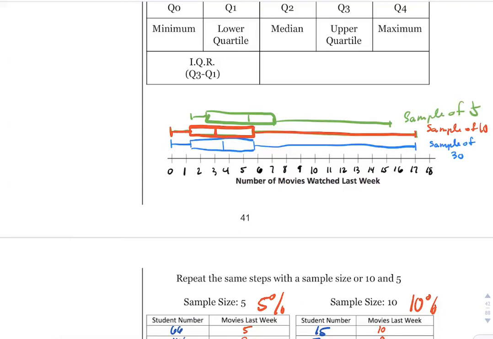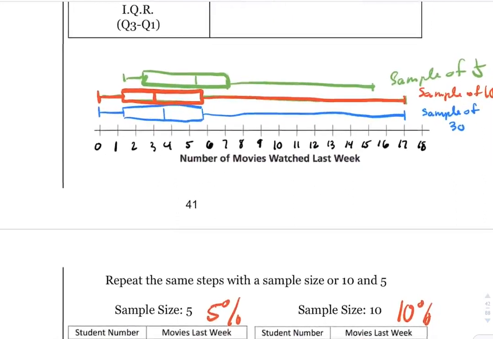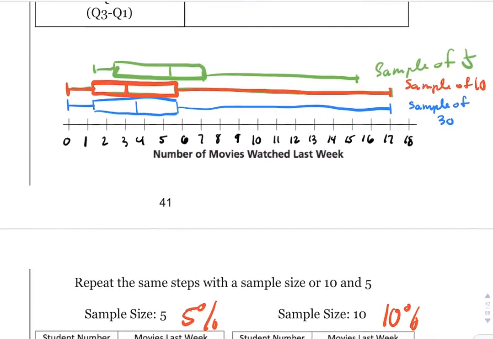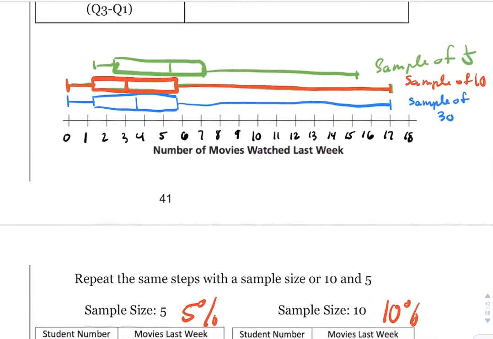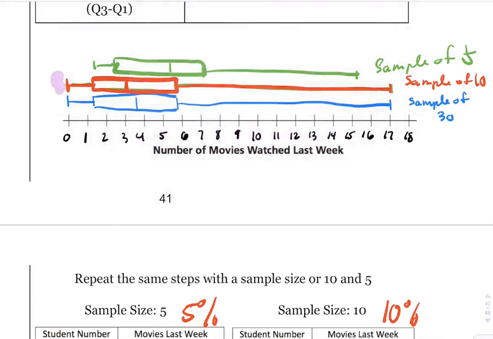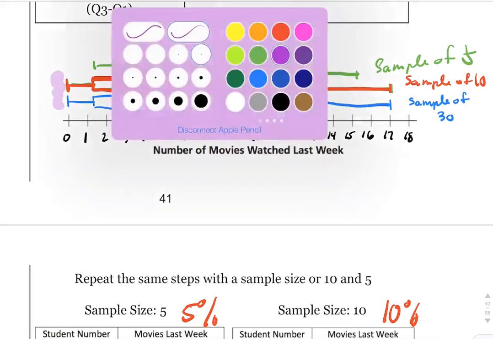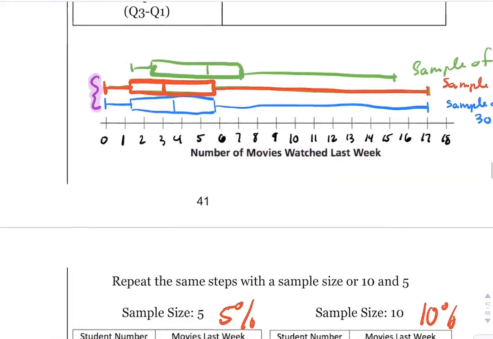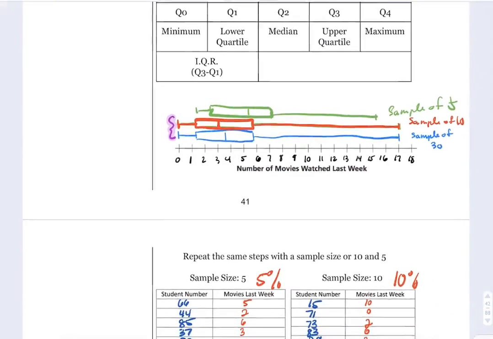Good. All right, now which of the groups look the same? Or the most the same? Okay, so the sample size of 10 and the sample size of 30 are the same. So these two are very, very similar to each other. So we now know that a sample size of 10 will yield similar results to a sample size of 30.